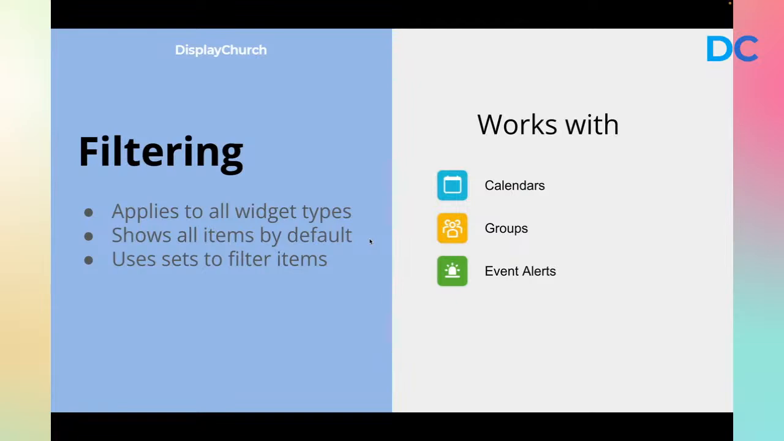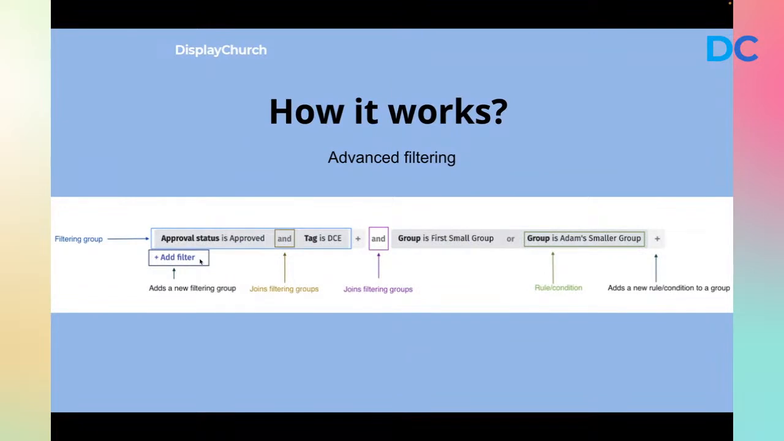Okay, so time for techie stuff, and I'm a techie person. That's why I'm so excited to explain all of these, hopefully in an easy and understandable way. So to recap the filtering that we've introduced: first, it works with any of the widgets that we offer. Second, we, as Display.Church, show all of the items by default unless they are filtered. And third, this is the most important thing to remember: we are using sets to filter out events. Now, Jason has shown you an interface and examples of how it works in a real example.